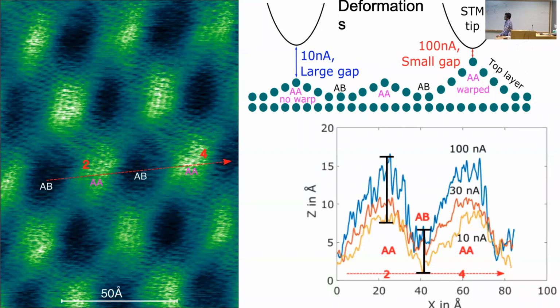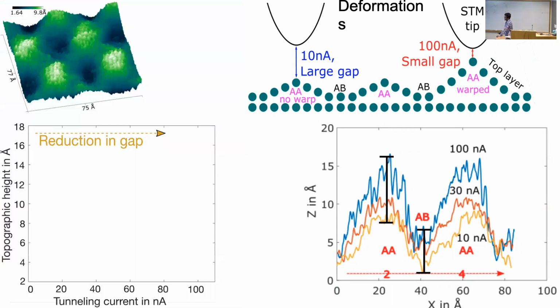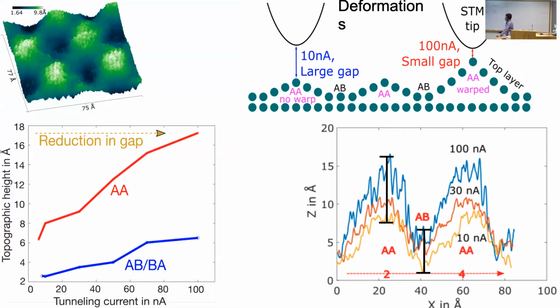And so now we can measure the amount of deformation on AA domains compared to the amount of deformation in the AB domains as a function of this tunneling current. And we will find out that the AA domains get deformed by a much larger amount in contrast to the AB domains. And it kind of tells us that these AA domains are easy to pull out of plane. And these AB domains are not that easy to pull out of plane.